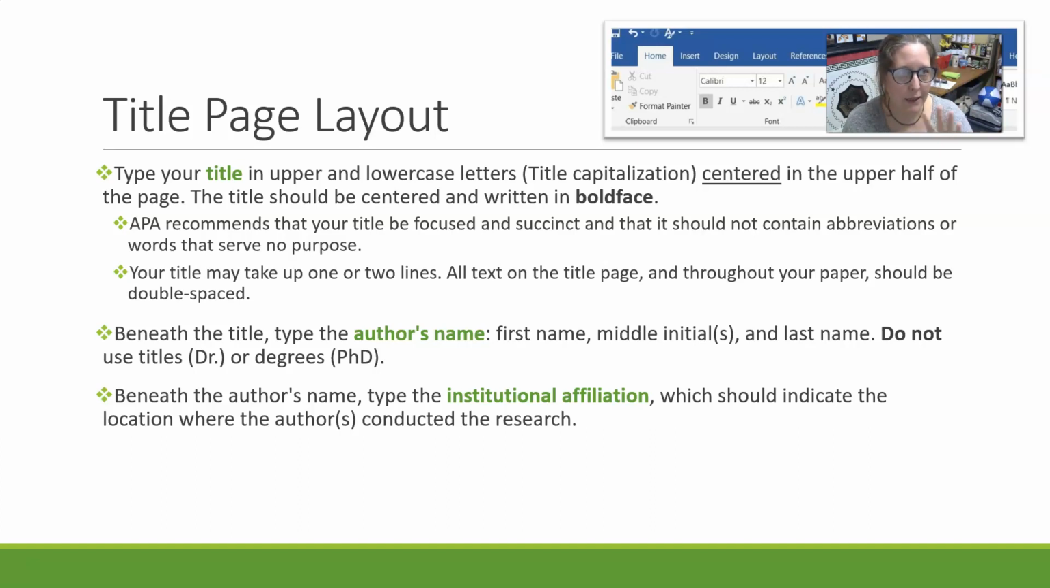And then again, if you have several authors, you just list them in first name, last name, of course, but use the alphabetical order of the last name to list them. Beneath the author's name, type the institutional affiliation, so that should indicate the location where you did the research, did the work, so it's going to be your school if you're a student, or your company if you're a professional, or even your institution like a university if you are a professor or just doing research for a university.